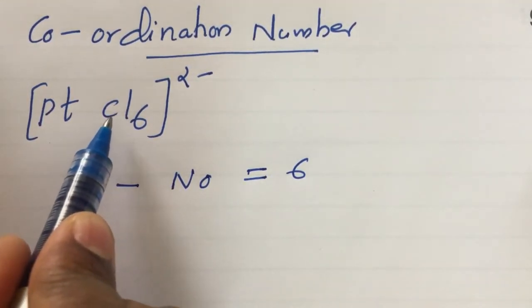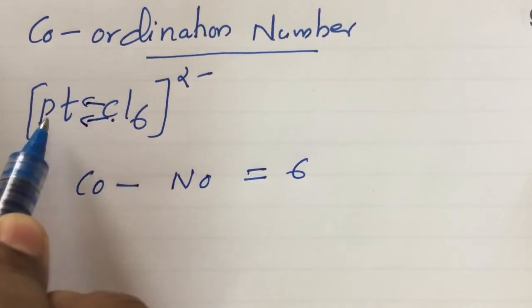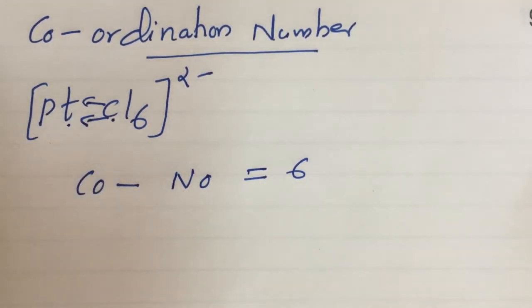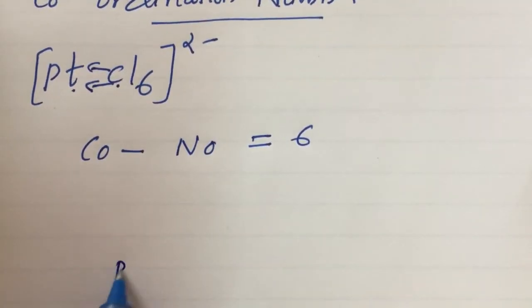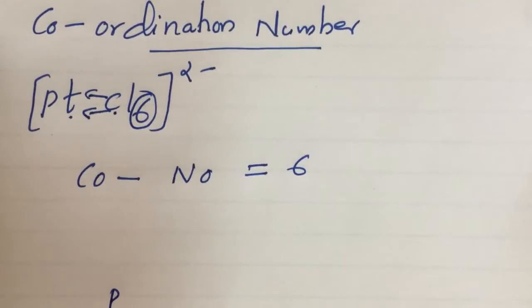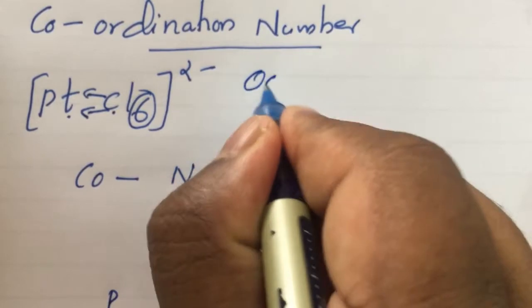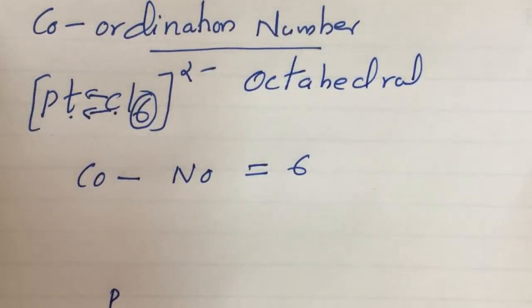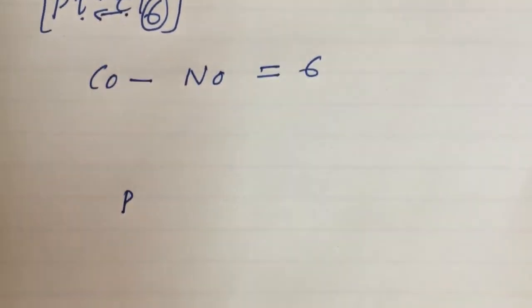So what is coordination number? The number of donor atoms attached to the metal, the number of coordinate bonds formed by the central metal atom with the ligand. I will draw the structure of PtCl6, then it will become clear. Platinum and 6. If 6 is the coordination number, the complex structure is called octahedral. If 4, square planar; 2, linear; 3, trigonal planar. There are different structures possible. If the coordination number is 6, the structure is octahedral.